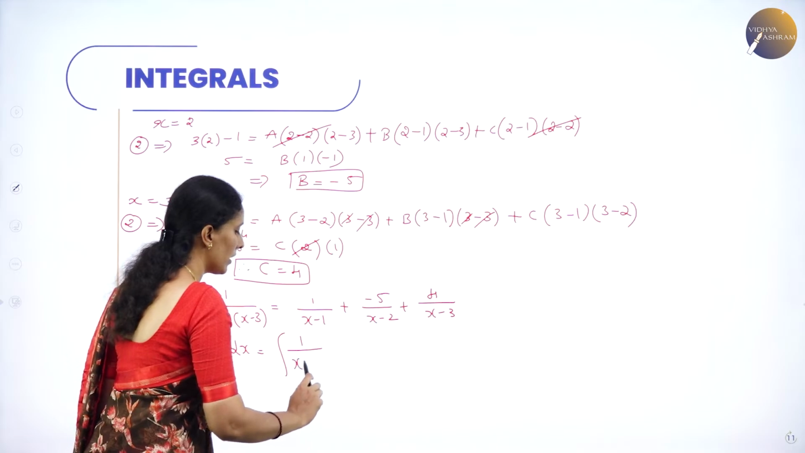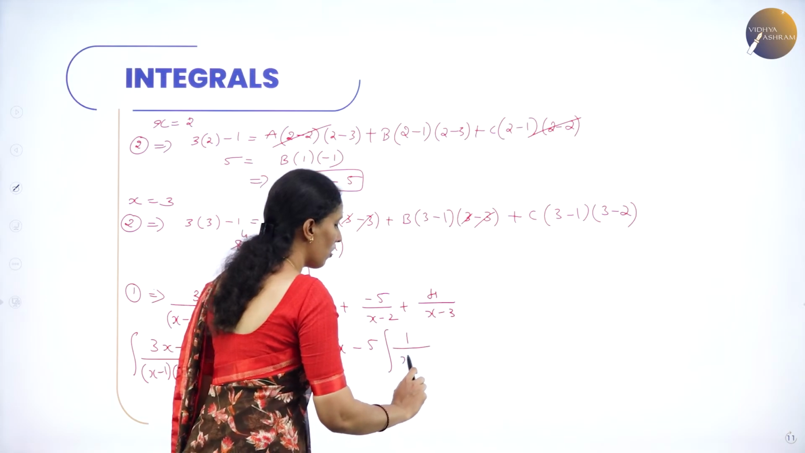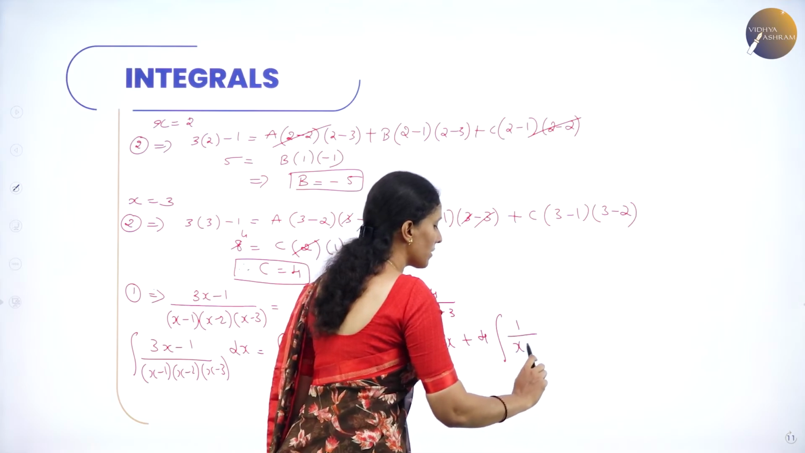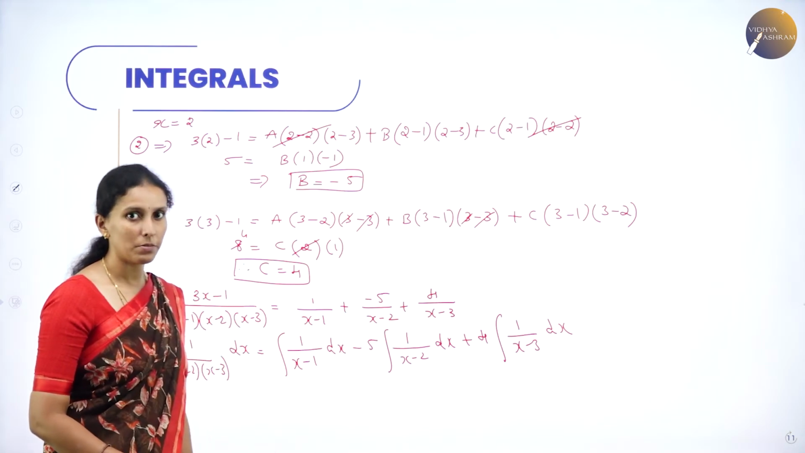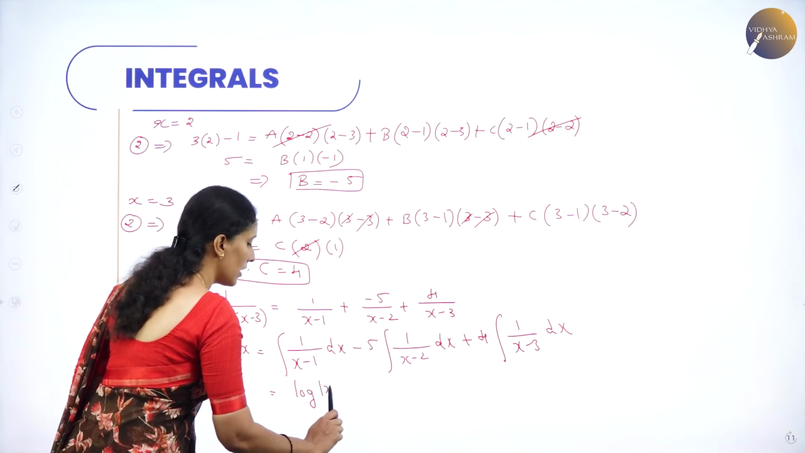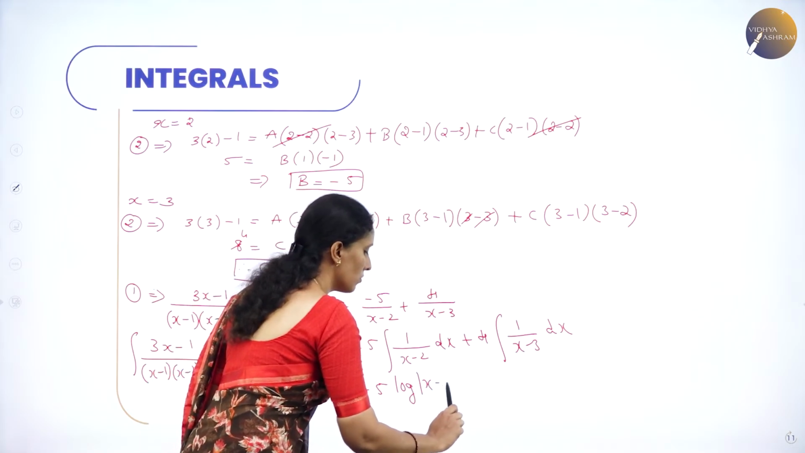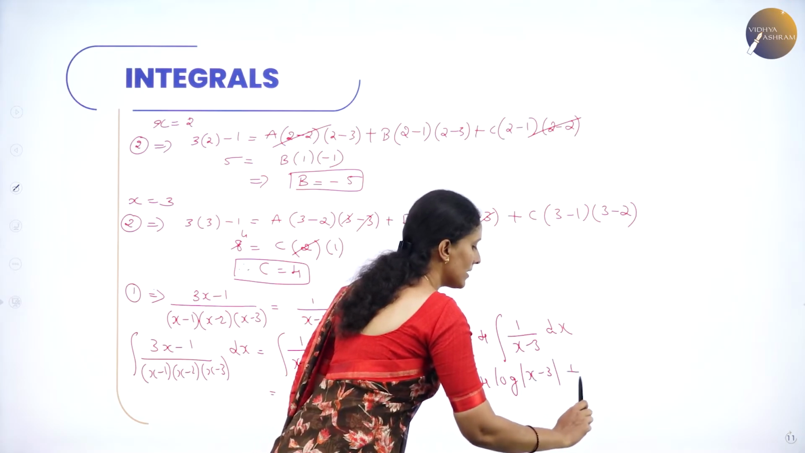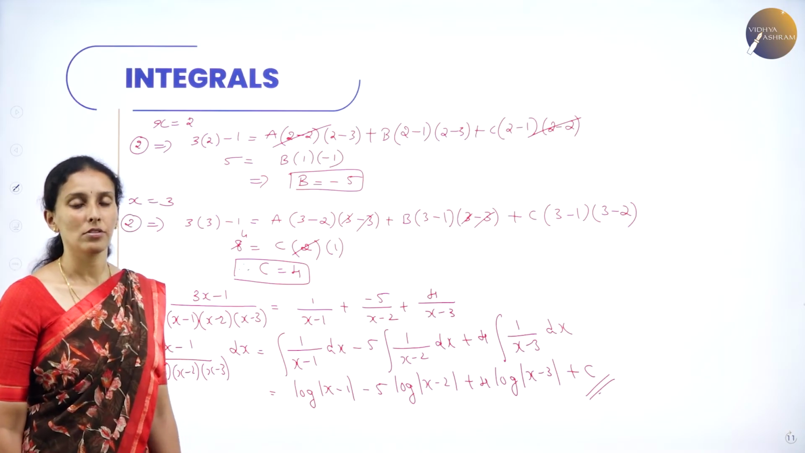integral of 1 over x minus 1 dx. Next we have minus 5 outside, take it outside, integral of 1 over x minus 2 dx. We have 4 as a constant, take it outside, integral of 1 over x minus 3 dx. So what happens? Everything is in the form of 1 over ax plus b, which is nothing but log of modulus ax plus b. So this becomes log of modulus x minus 1 minus 5 log of modulus x minus 2 plus 4 log of modulus x minus 3 plus c. So this is the integral value of the given simple rational function.